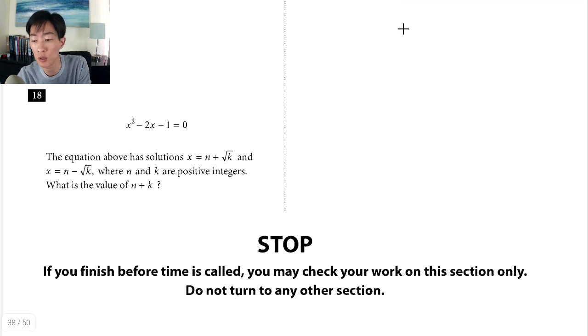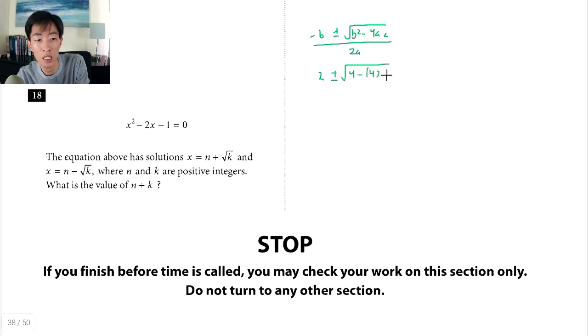So that's what we're going to have to use. Remember, quadratic formula is negative b plus minus radical b squared minus 4ac all over 2a. When we plug in the numbers, we're going to get 2, that's negative 2, plus minus radical, b squared is 4, minus 4 times a is 1, c is negative 1, all over 2 times a, which is 2.